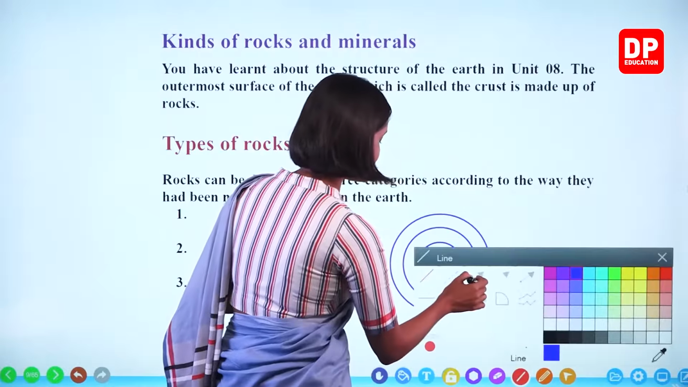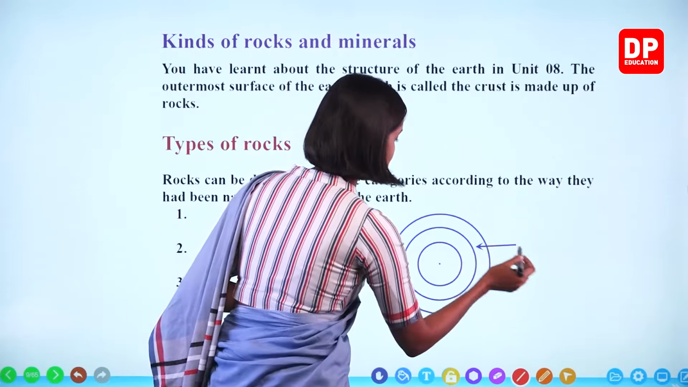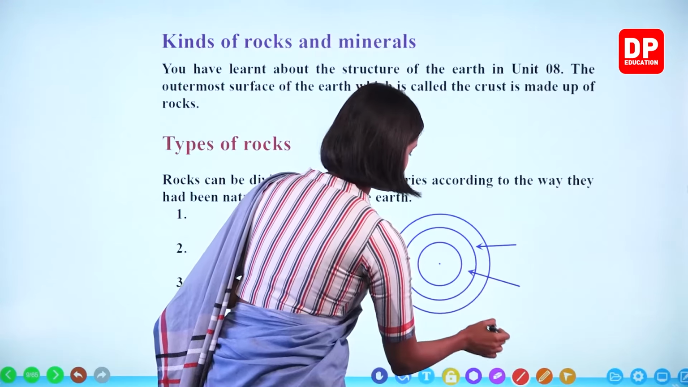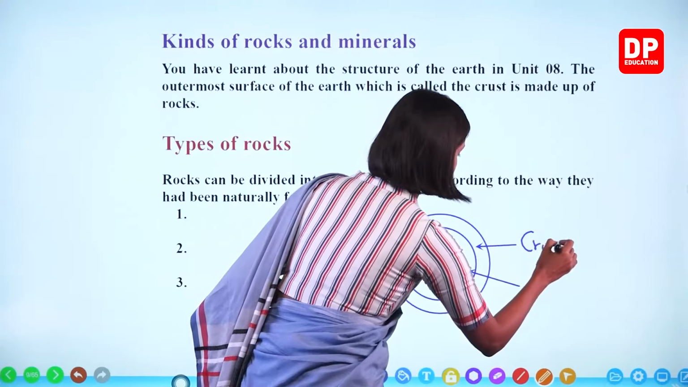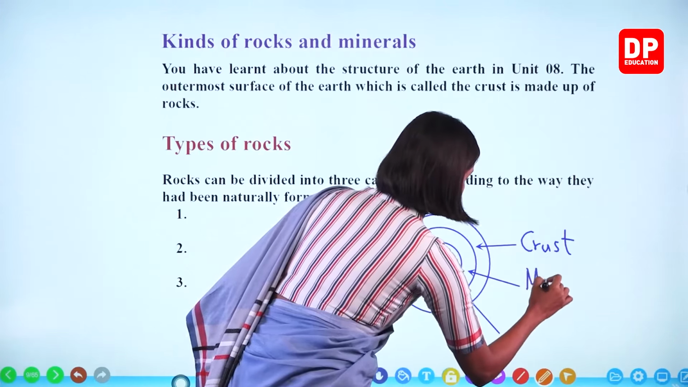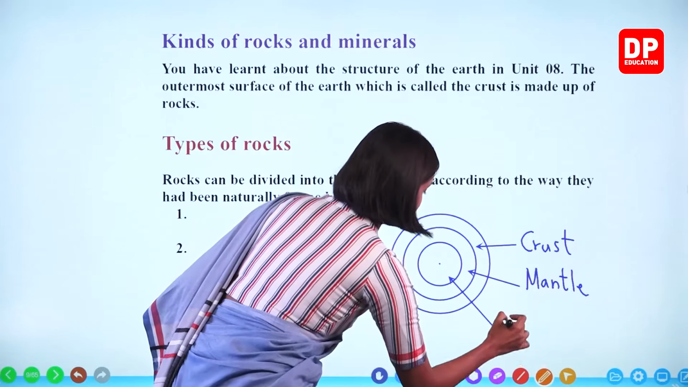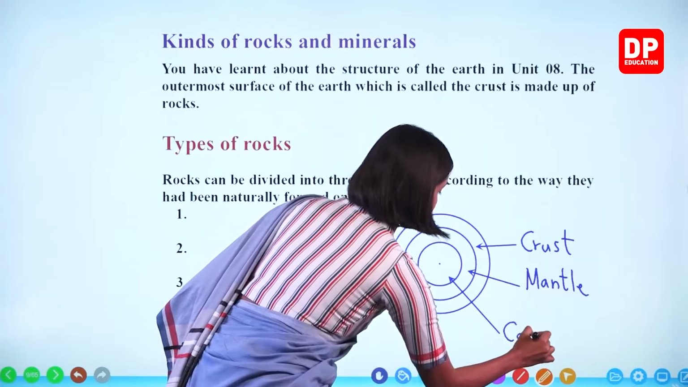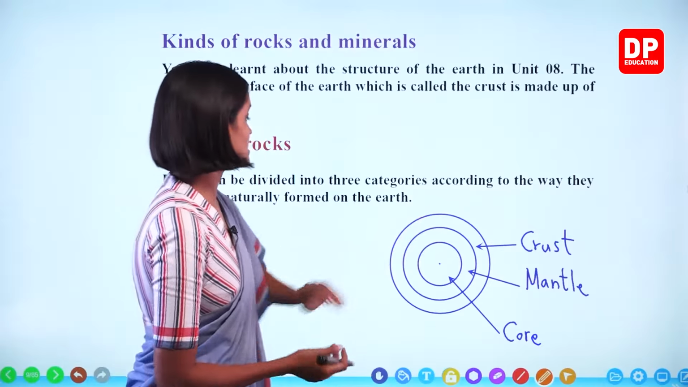Right. We label these layers. Do you remember them? The outermost layer was known as the crust. The middle layer is known as the mantle. And the innermost layer is known as the core. Right? So the crust is the thinnest layer.